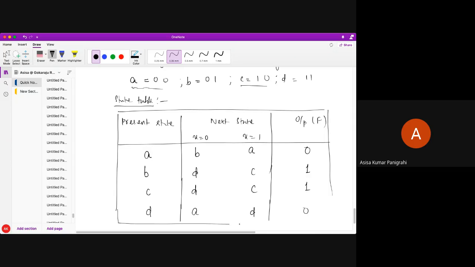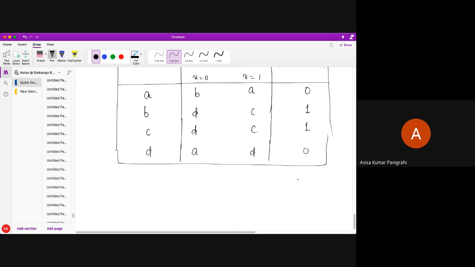Now here you are going to check one more thing: is any reduction possible?